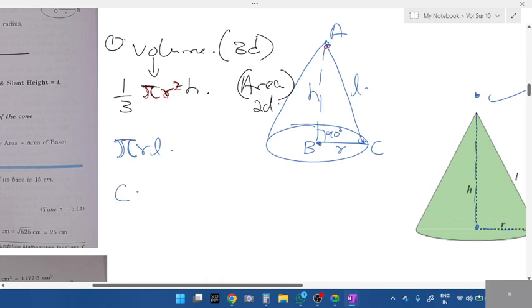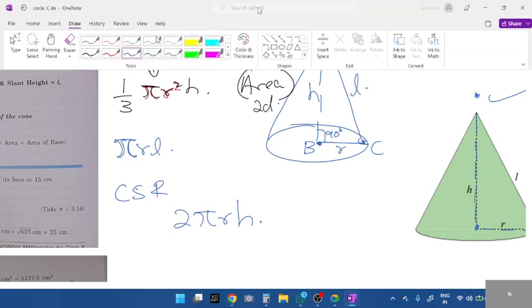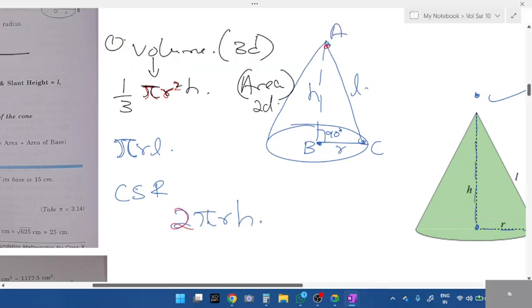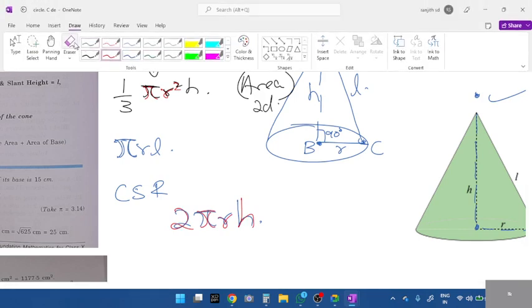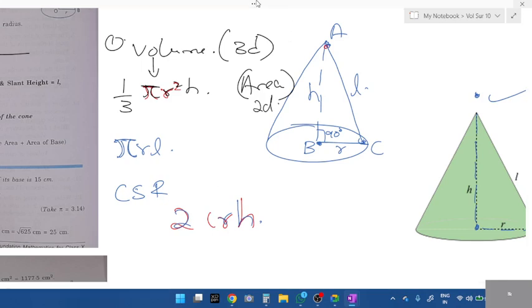What is the curved surface area for a cylinder? All of you respond. Very good, 2 pi r h. How come Sirisha is answering? You studied all this, Sirisha. Good, 2 pi r h. For which one is this, Sirisha? Solid or hollow cylinder? Solid, sir. Correct. Okay, 2 pi r h.